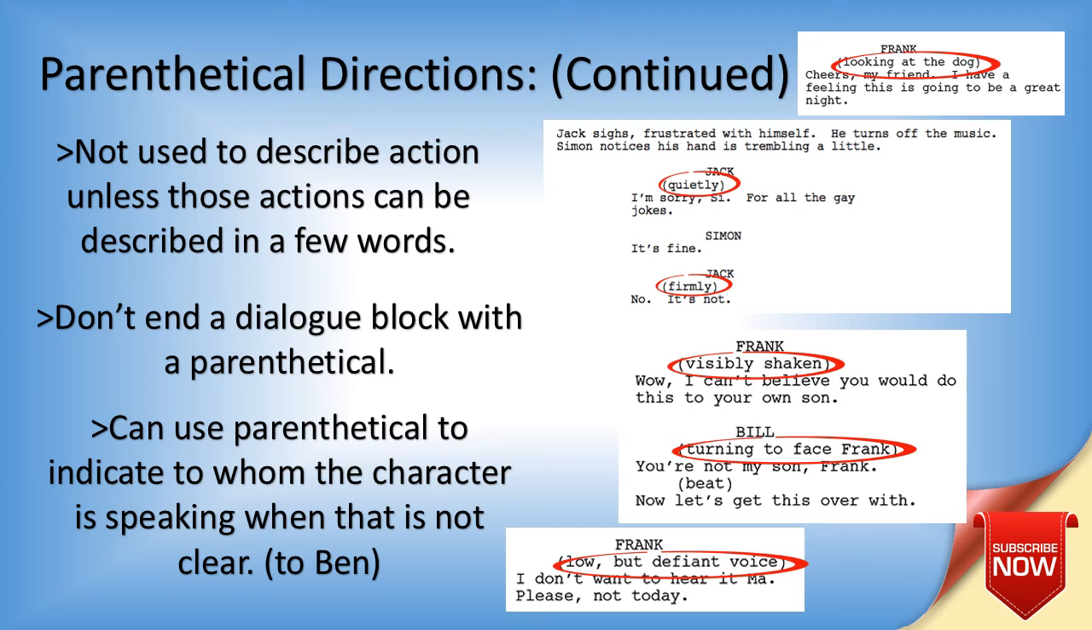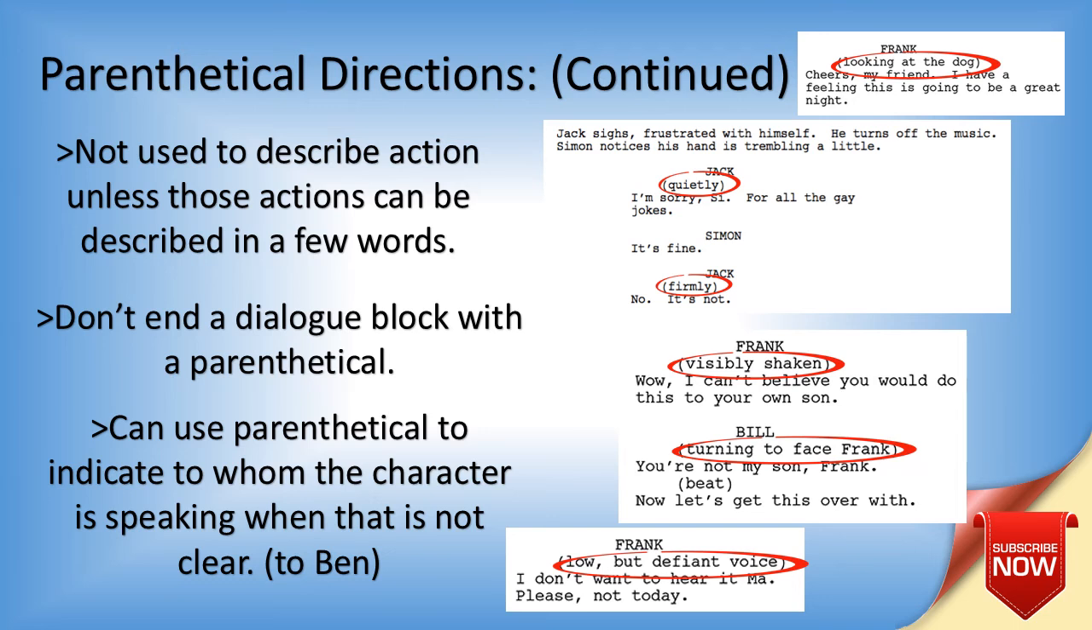Fine. Next you have Jack. He says whatever he says in dialogue. I'm sorry, Cy, for all the gay jokes. But you want him to specifically say it in a certain way. So you give a parenthetical saying quietly. So he's like, I'm sorry, Cy, for all the gay jokes. So you can actually say whispers. In parentheticals, you can say whispers and have him whisper the entire line. Maybe he's embarrassed. He doesn't want other people to hear. Maybe Simon is not out of the closet yet and he doesn't want other people to hear. So that's why you say quietly.